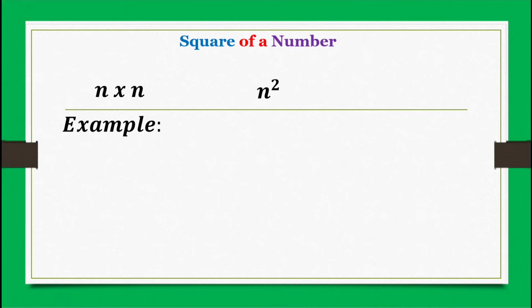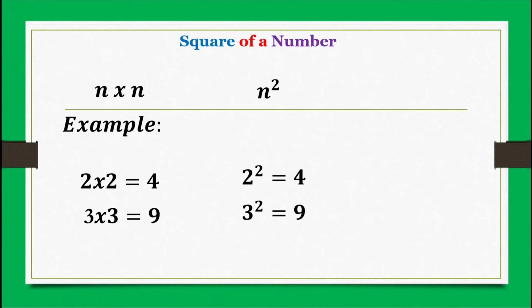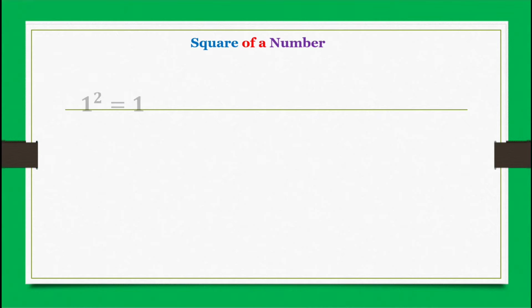For instance, the product of a number 2 by itself is 4. In this case, 4 is termed as a perfect square. Another example, 3 times 3 is equals to 9. The exponential notation is 3 squared equals 9. Now let us determine the square of the following number.